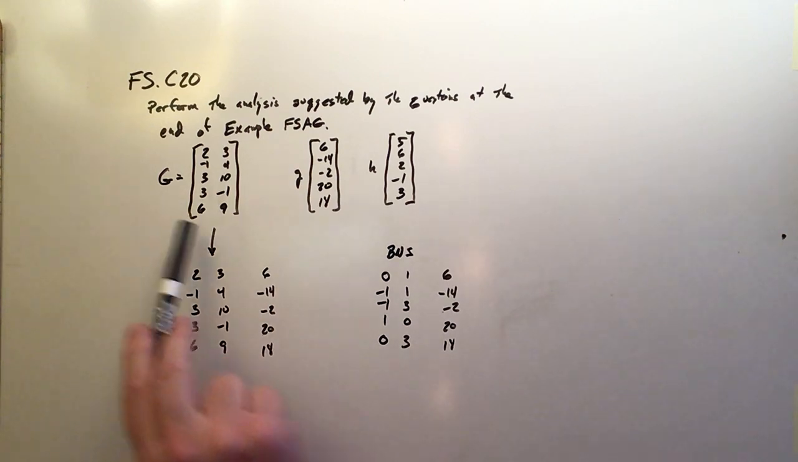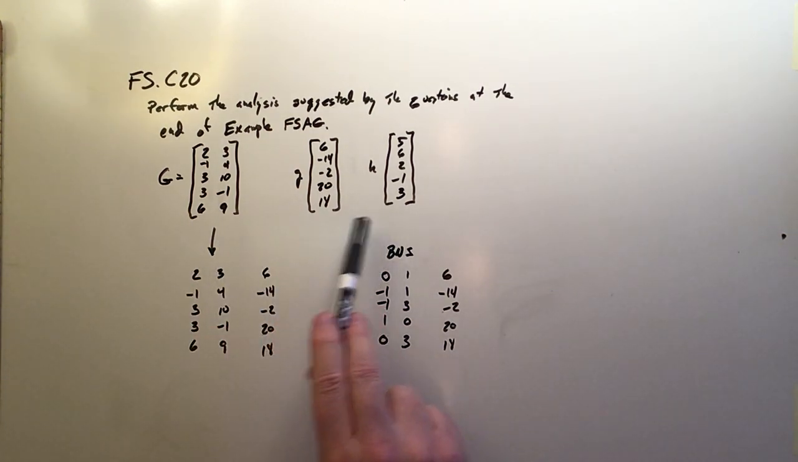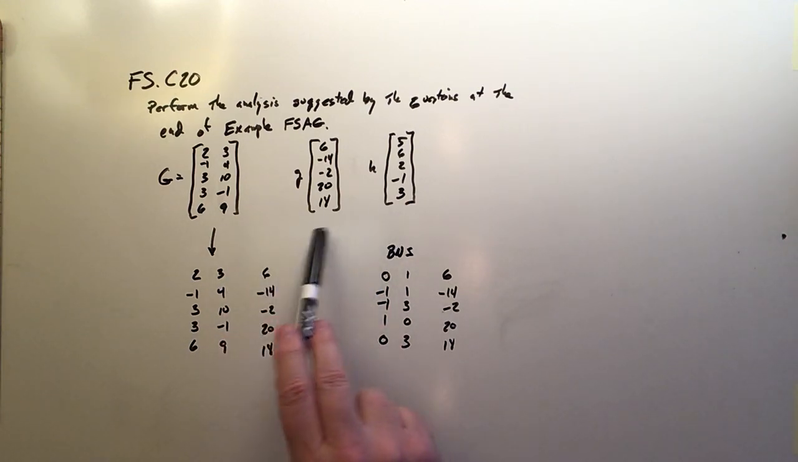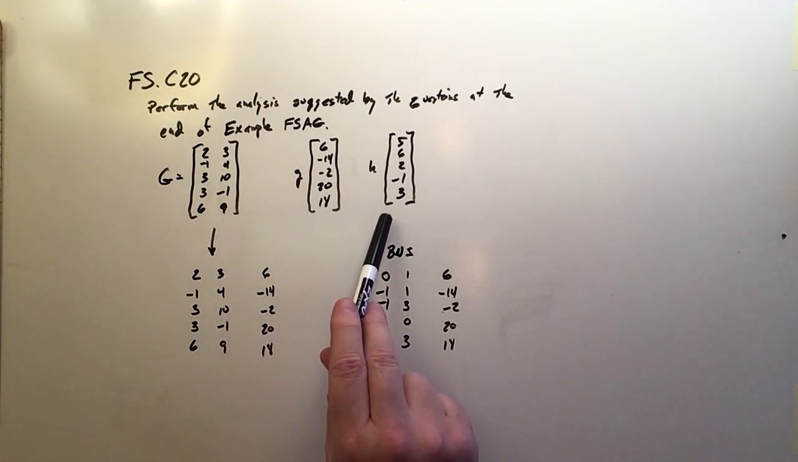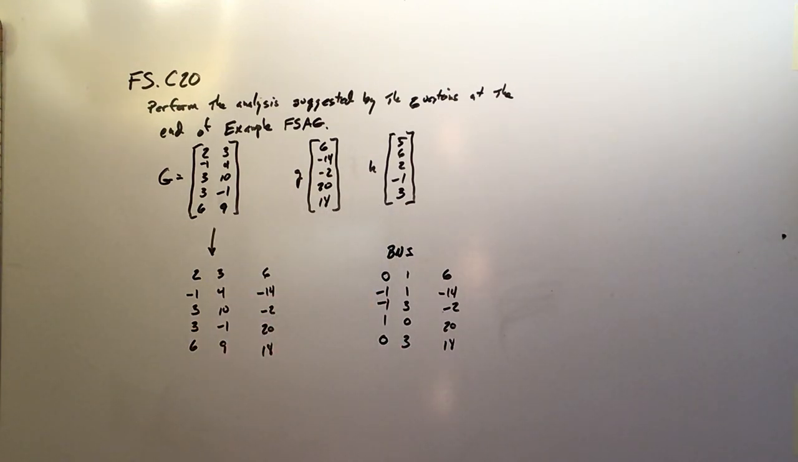The vector G is appended to this solution set and this solution set. So it actually makes archetypes G and H. G is consistent and H is not. And they asked us to perform some analysis using these vectors.